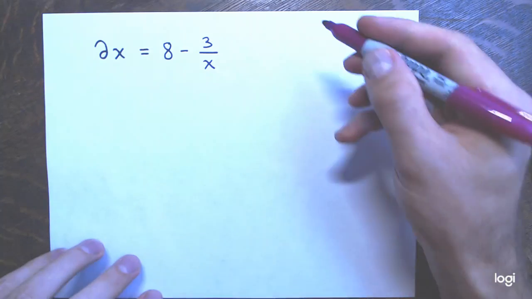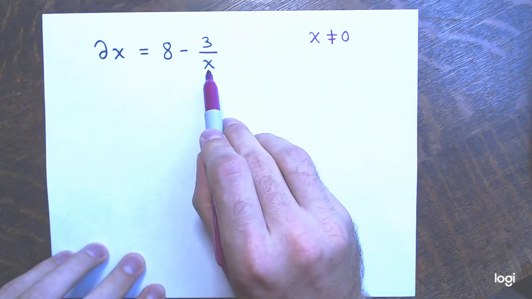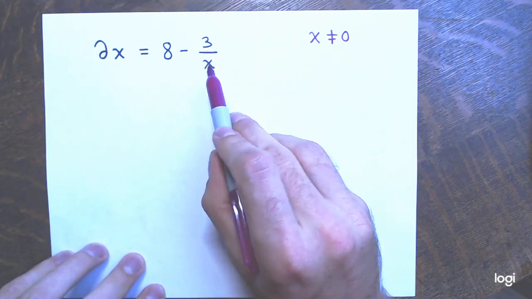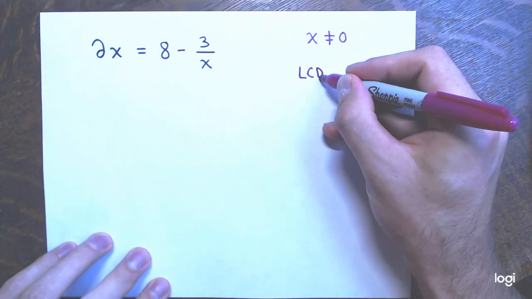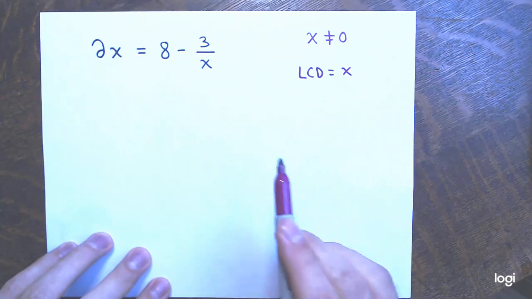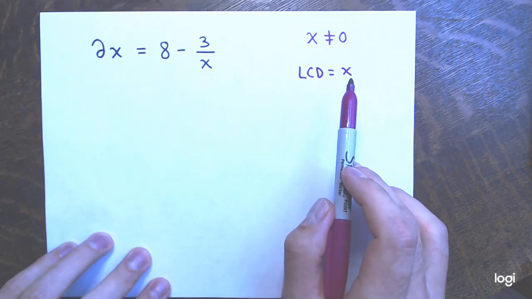As with the last one, I'm going to point out, hey, x can't be 0 here, right? Because if x were 0, you'd be dividing by 0. You can't do that. And just like the last one, x is also the LCD, right? That is the only denominator other than 1. So the LCD is x.